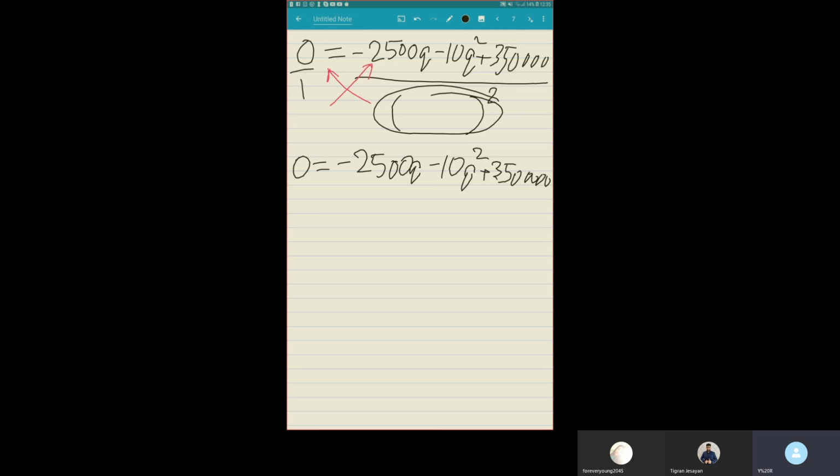Can you see how you can simplify this equation further? Get 350,000 on the other side. You have 0 everywhere, you see? Here you have 0, here you have 0. Of course, you can divide by 10 on both sides, just to simplify it for yourself. But I have to get the root of 10q to the power 2, right? Yes, that is the main idea.